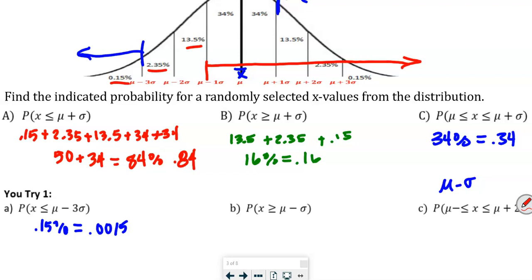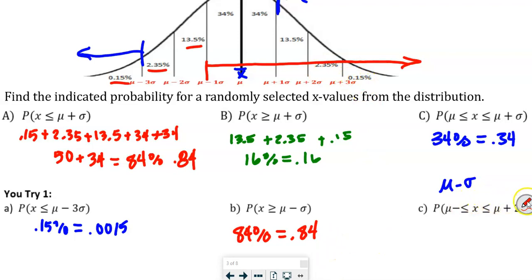So pretty sure this is going to be another 84%, isn't it? Because it's basically just the opposite of what we did initially. Okay, so this is 84%. And again, if you're not sure, then just add them all together. That's all you have to do. So you're going to add 34 plus 34 plus 13.5 plus 2.35 plus 0.15.